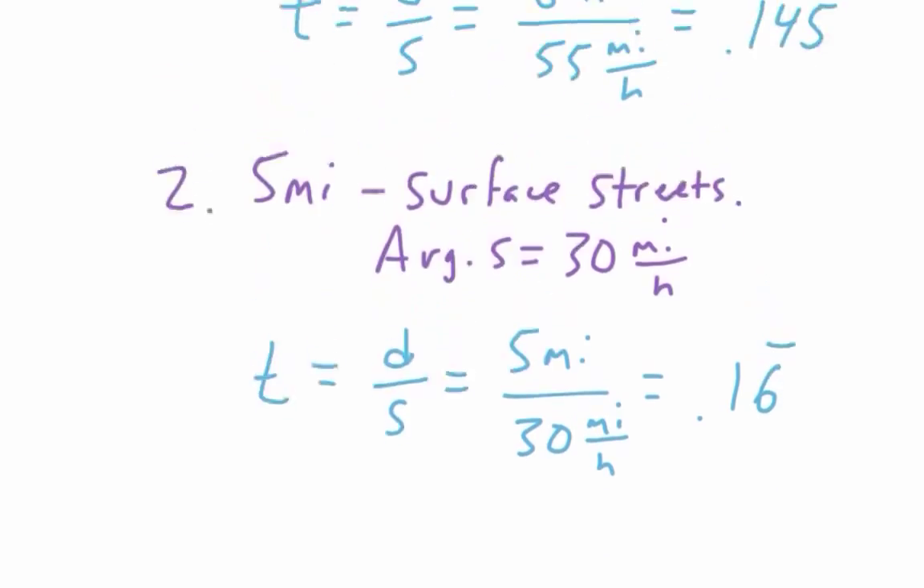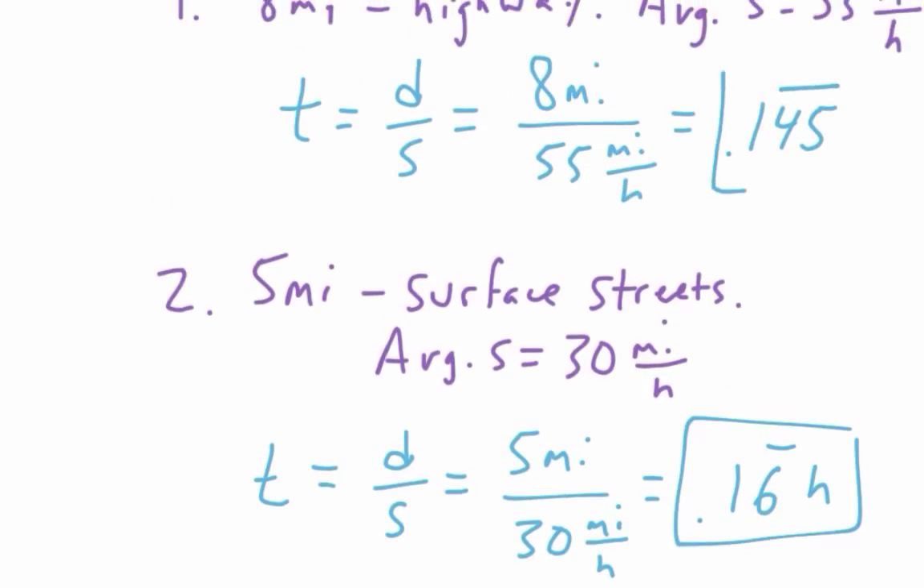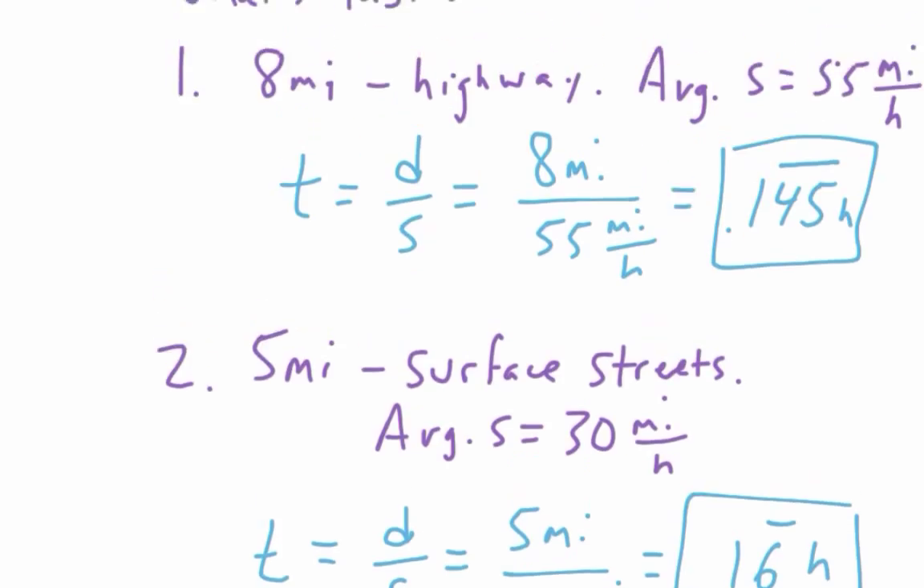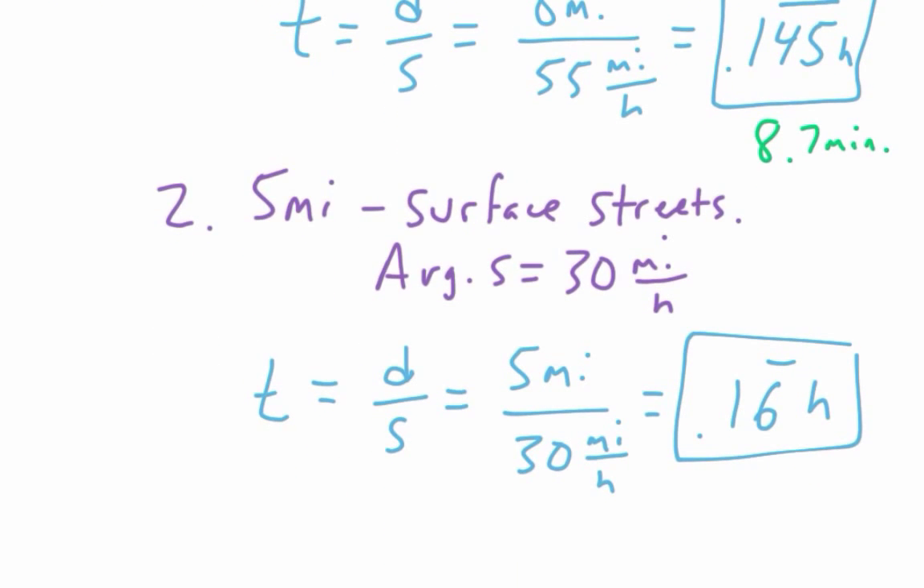For that, we could look back at our original fraction and say, the only time unit there is hours. So that's 0.16666 hours, and this is 0.145454545 hours. So the fastest one would be to take the highway. And if you wanted to, you could multiply both of those by 60, and you get that this would be 8.7 minutes, and the other one would be 10 minutes. Both boys do. Where? The YMCA. So, are we okay on those?